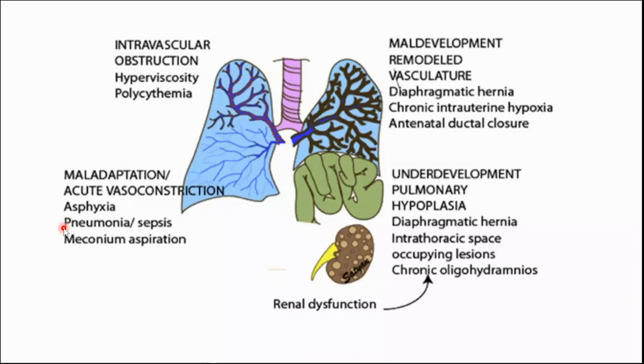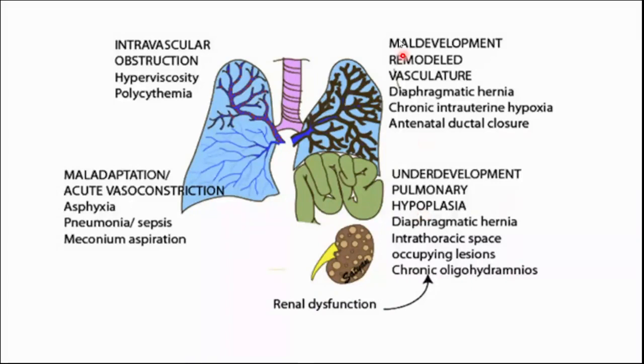But then there are some other chronic causes as well. Whenever there is pulmonary hypoplasia, the underlying vessels also are hypoplastic. Common examples include babies with diaphragmatic hernia and also intrathoracic space-occupying lesions such as congenital lobar emphysema. And sometimes when babies have chronic oligohydramnios, you all know that there can be a component of pulmonary hypoplasia, and this leads to PPHN when the baby is born.